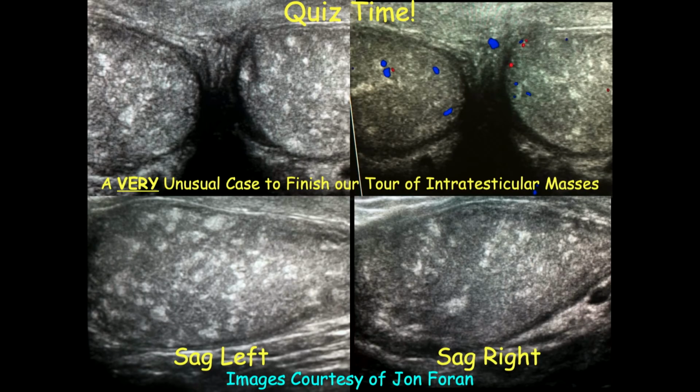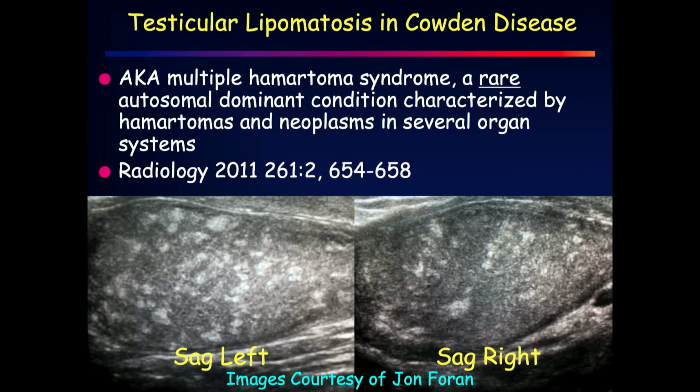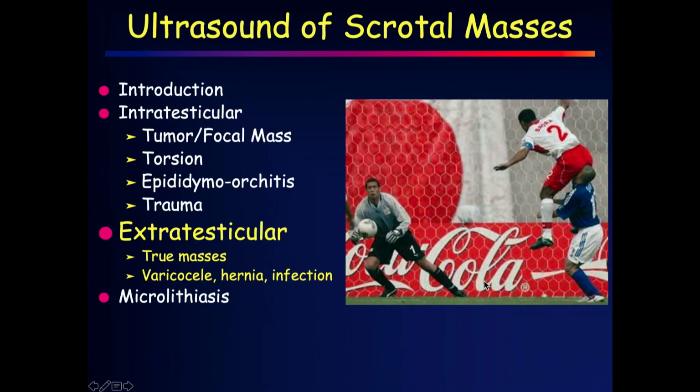Really, really rare case. I got shown this once on a film panel and had no clue. You know, you think, are these calcifications? Well, there's no shadowing. They're not punctate. This is a classic example of testicular lipomatosis and Cowden's disease, also known as multiple hamartoma syndrome. This is really rare, but if you see one of these, it's truly an aunt mini. These are just fat deposits in the testicles.